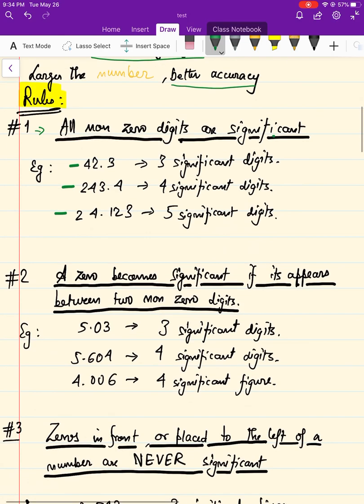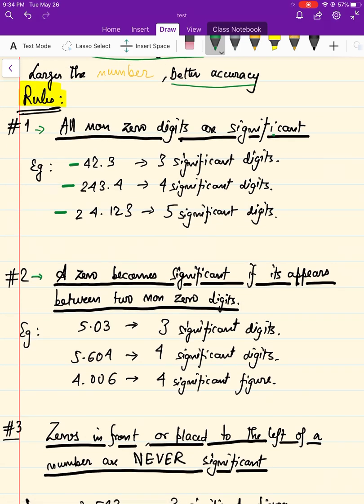Okay. The second rule states that a 0 becomes significant if it appears between two non-zero digits, and that is again very self-explanatory.